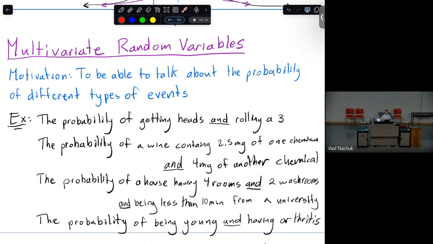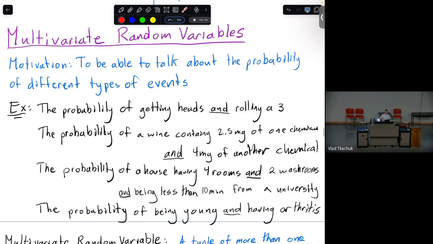You might say, what's the probability of a house having 4 rooms and 2 washrooms and being less than 10 minutes away from a university? There's 3 random variables that we could use here, which is describing the number of rooms, number of washrooms, and distance from the university. This would be 3 random variables.